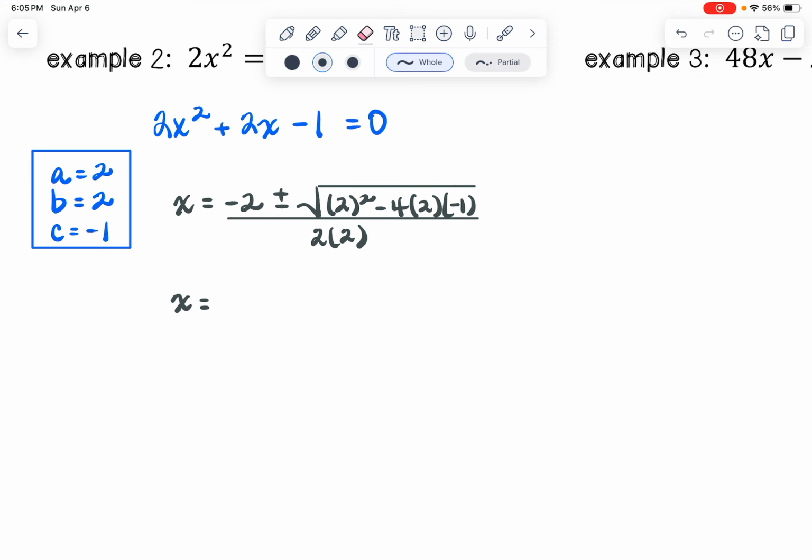So the first thing I always like to do is type all this in my calculator, or you can do it in your head, right? So it's negative 2 plus or minus the square root of some number all over 4, right? Because 2 times 2 is 4. So I'm going to type that in my calculator. 2 squared minus 4 times 2 times negative 1. I'm going to put all those parentheses in there so I don't make a silly parentheses mistake. And I'm getting 12.